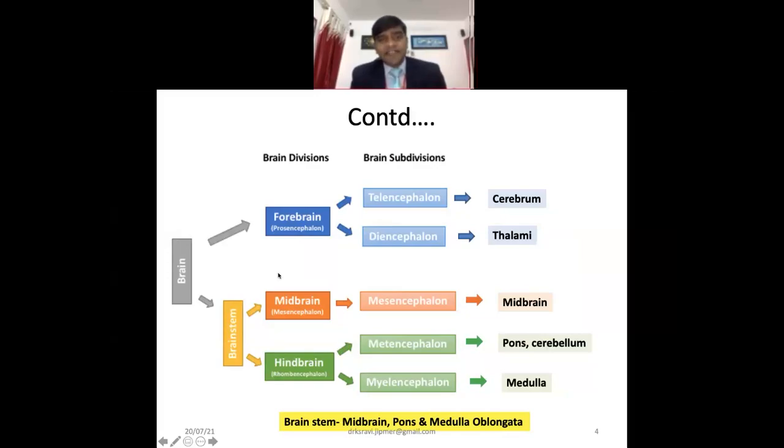Now, we will see the different divisions and subdivisions of the brain. If you see in the slide over here, there are three divisions of the brain. We have the forebrain, the midbrain, and then the hindbrain. The forebrain is further subdivided into the telencephalon and the diencephalon. From the telencephalon, we have the cerebrum, whereas from the diencephalon, we have the thalamus, epithalamus, hypothalamus, and subthalamus. Similarly, from the mesencephalon, we have the midbrain, whereas the hindbrain subdivisions are the metencephalon and the myelencephalon. From the metencephalon, we have the pons and the cerebellum, whereas from the myelencephalon, we have the medulla oblongata.